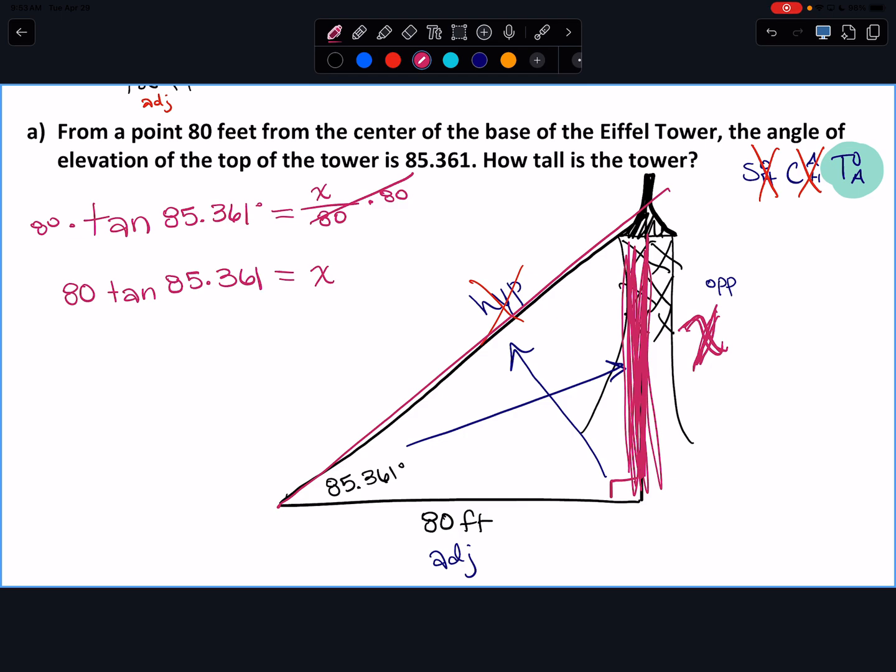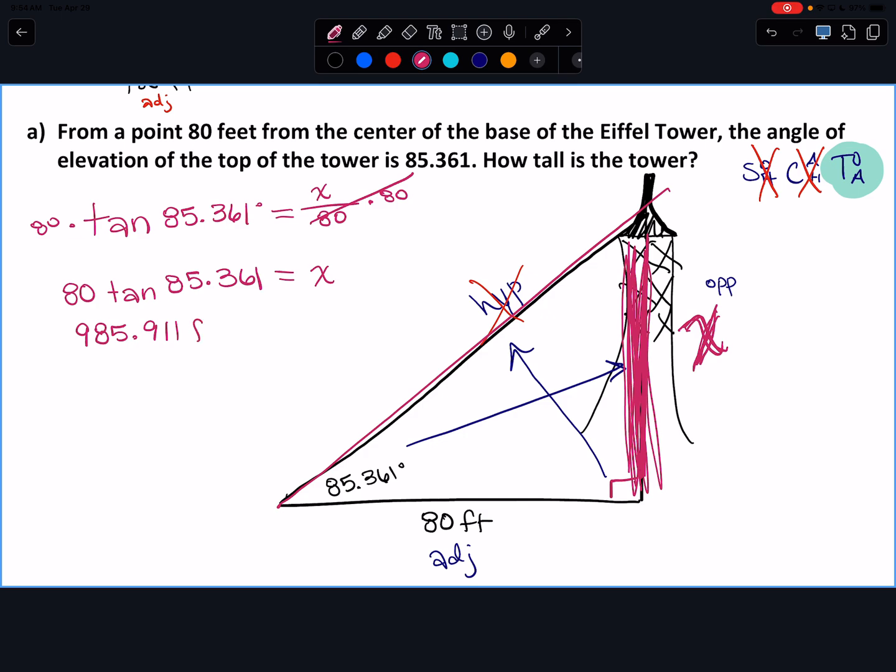Okay, everybody, so let's type that in. Remember yesterday I told you to make sure you're in degree mode. So you hit mode, arrow down and over, hit enter, and then second mode, okay? So 80 times the tangent of 85.361. And then yesterday I also told you to round to thousandths, okay? Unless otherwise stated. So 985.911 what?